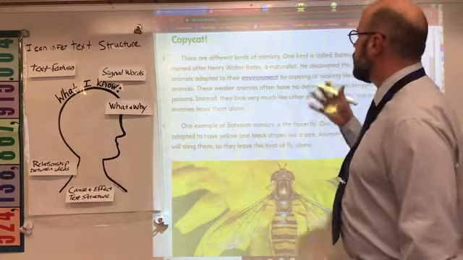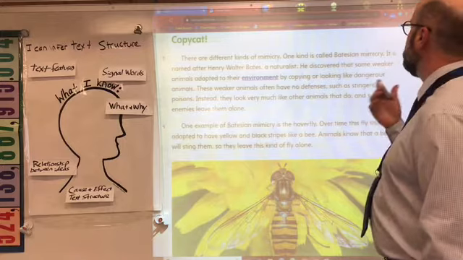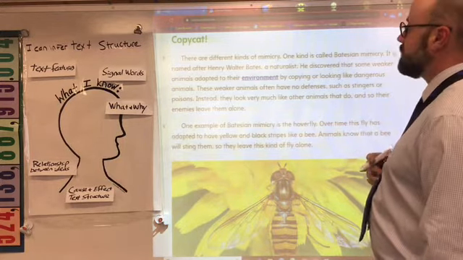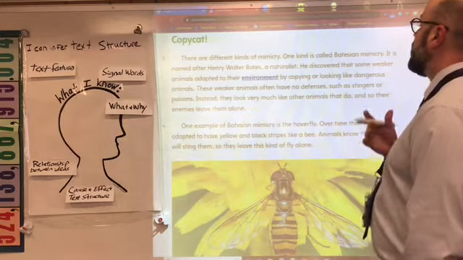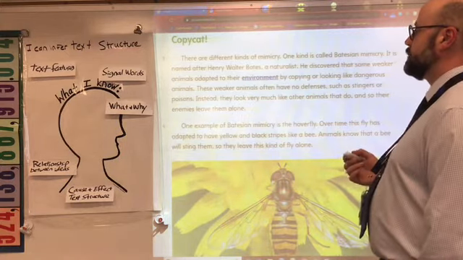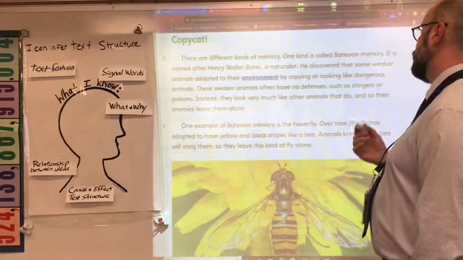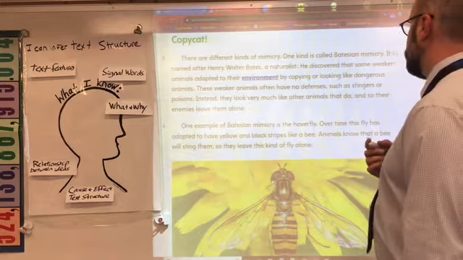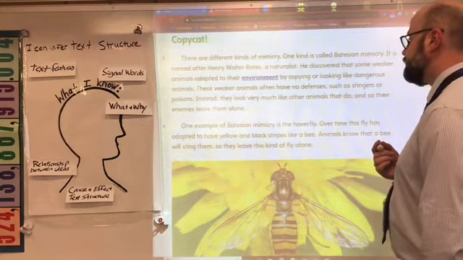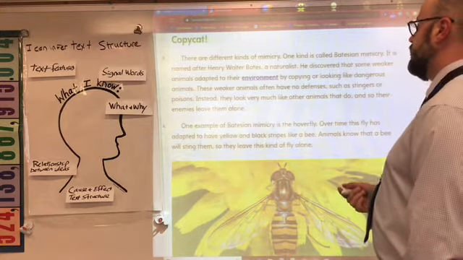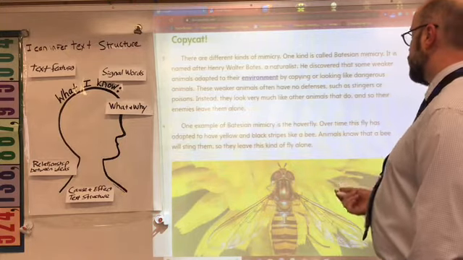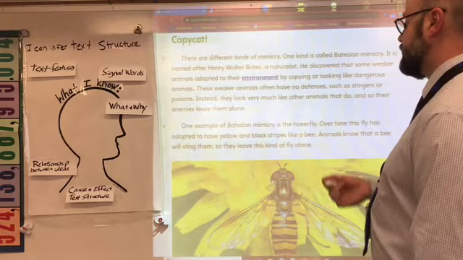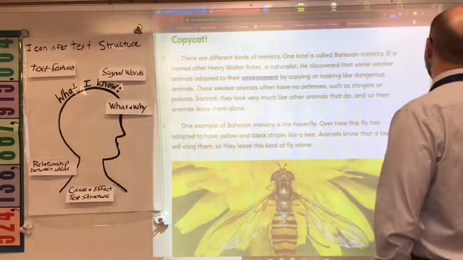Well, it says there are different kinds of mimicry. One kind is called Batesian mimicry. It is named after Henry Walter Bates, a naturalist. He discovered that some weaker animals adapted to their environment by copying or looking like dangerous animals. These weaker animals often have no defenses, such as stingers or poisons. Instead, they look very much like other animals that do, and so their enemies leave them alone. One example of Batesian mimicry is the hoverfly. Over time, this fly has adapted to have yellow and black stripes like a bee. Animals know that a bee will sting them, so they leave this fly alone.